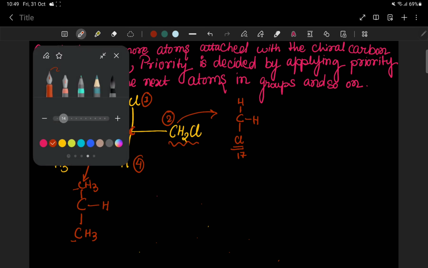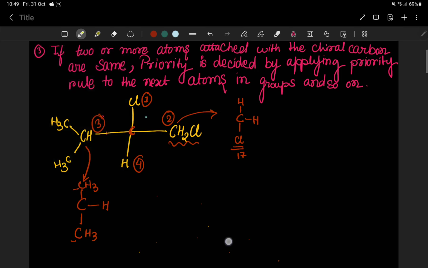And once I go from here, I will just do the rotation. What would be the rotation in this form? This is going to be R form. Why? This is our clockwise rotation. Fine, this is our clockwise rotation. This is our R form. And as it is present in the vertical position, no issues, then the final answer is obviously going to be R configuration.